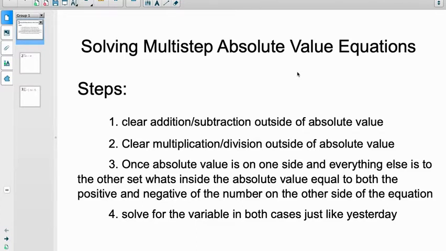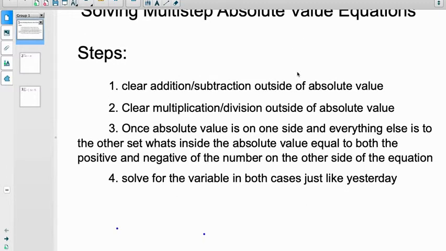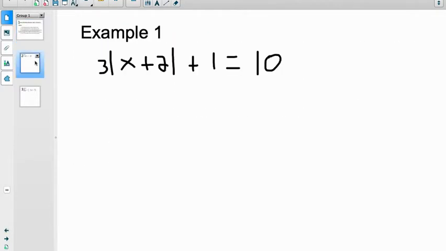Then we're going to split it up into two, just like we did yesterday. And we're going to solve for the variable in both cases. So here's example one.